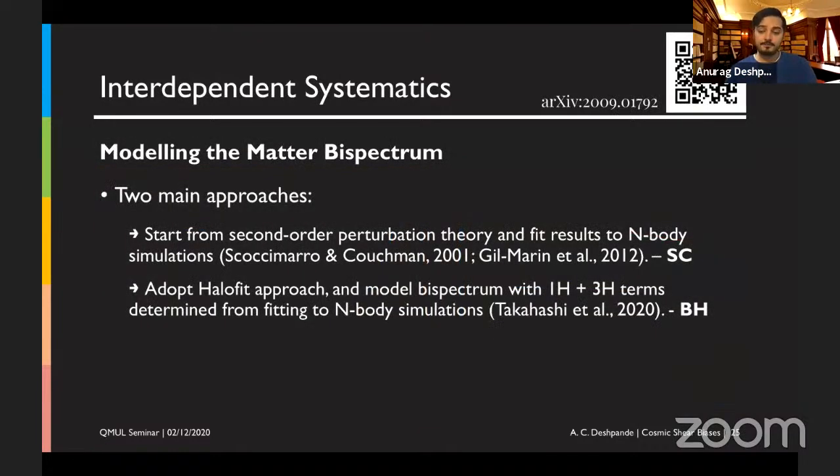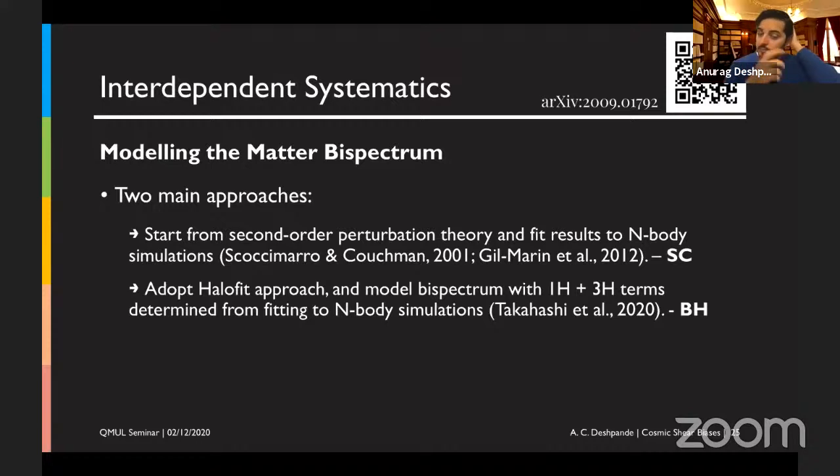Then, I mentioned that we don't have an exact analytical expression for the matter bispectrum. What we need to do is use n-body simulations, get fitting formulae from those, and use them to model the nonlinear behavior of the matter bispectrum. To check how sensitive the corrections were to the particular model of the bispectrum, we checked two of the commonly used approaches. Up until relatively recently, the approach has been to start from second order perturbation theory and then tack on fitting functions which fit the expression from second order perturbation theory to n-body simulations.